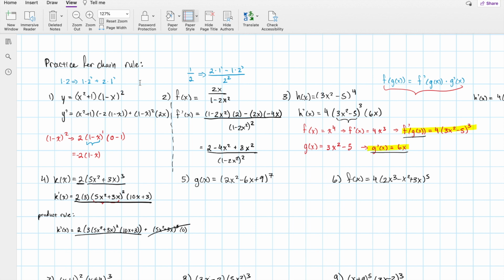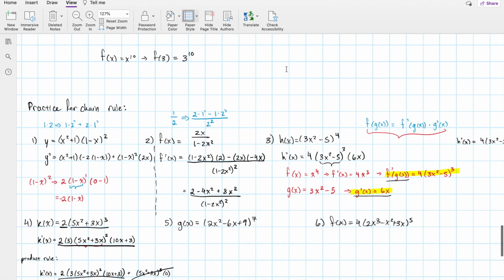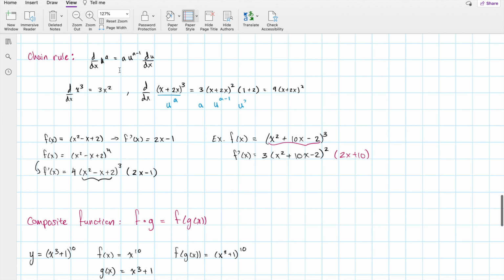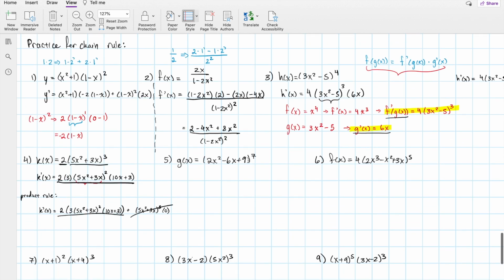Let's do number 5. So we have g of x is equal to (2x squared minus 6x plus 9) to the power 7. So this one is a little more formal of the chain rule as well that we covered above over here, right? So it's the power rule right here, and then you multiply by whatever u is, right? Or whatever's inside the bracket in our case over here.